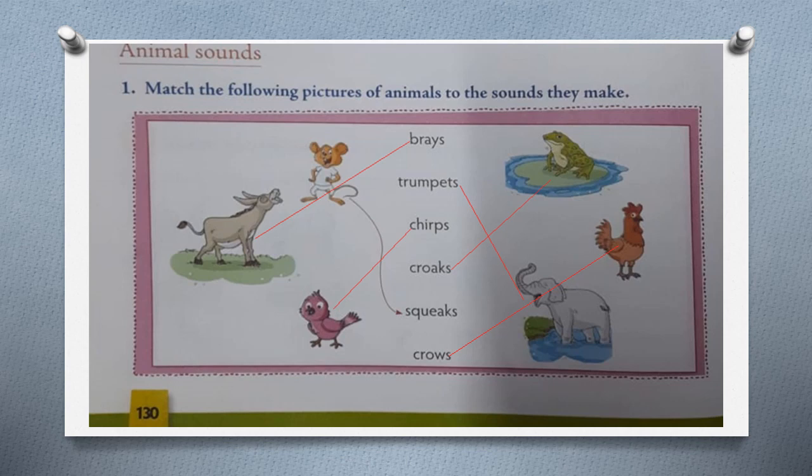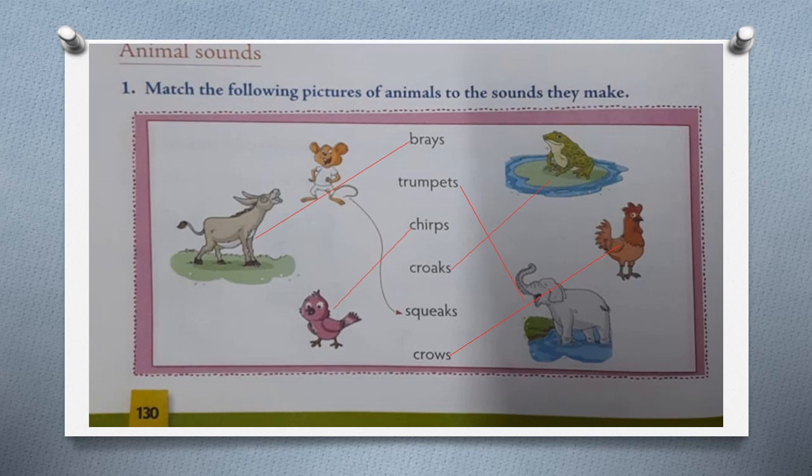Next sound is trumpet. Who makes the sound trumpet? Elephant. So match with the picture elephant. Next is the sound chirp. Who chirps? Bird. So match with the picture bird.